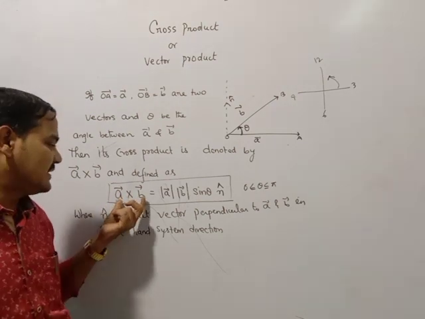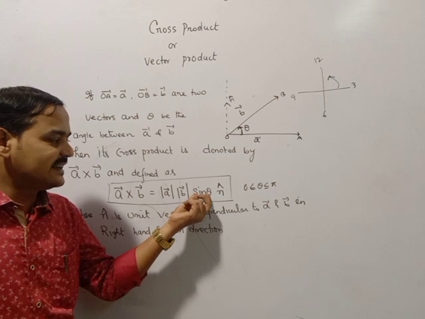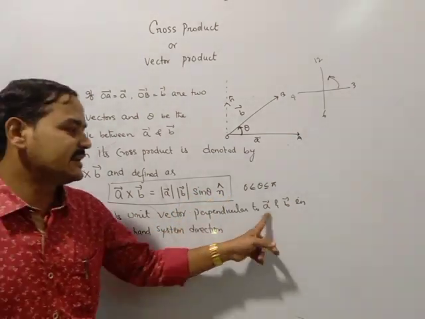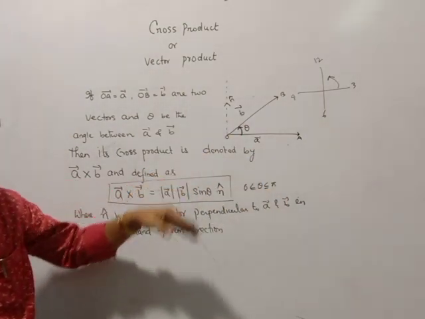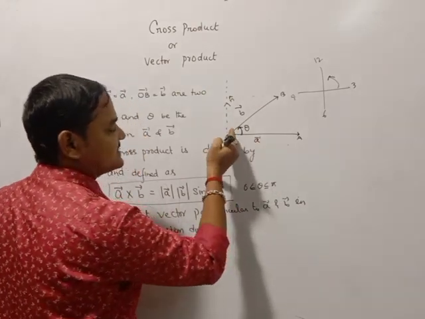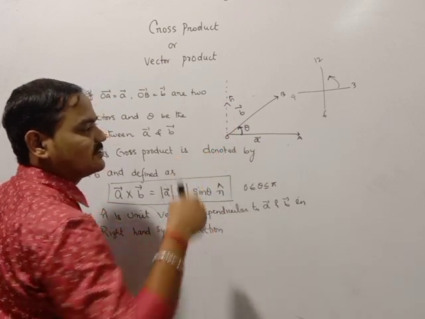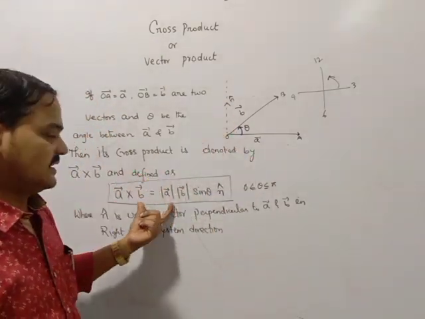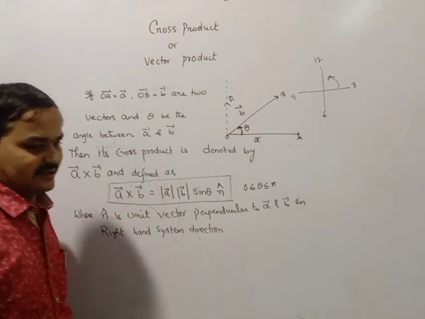So what is the definition of A bar cross B bar? It is mod A bar into mod B bar into sin theta into n cap. Here the n cap is the unit vector perpendicular to A bar and B bar in the right hand system direction. That means if you rotate in the anti-clockwise direction, it is the upward direction. If you rotate clockwise, it is going to the downward direction. So it is only a change in the direction, but a unit vector. This is the general definition of vector product and cross product.